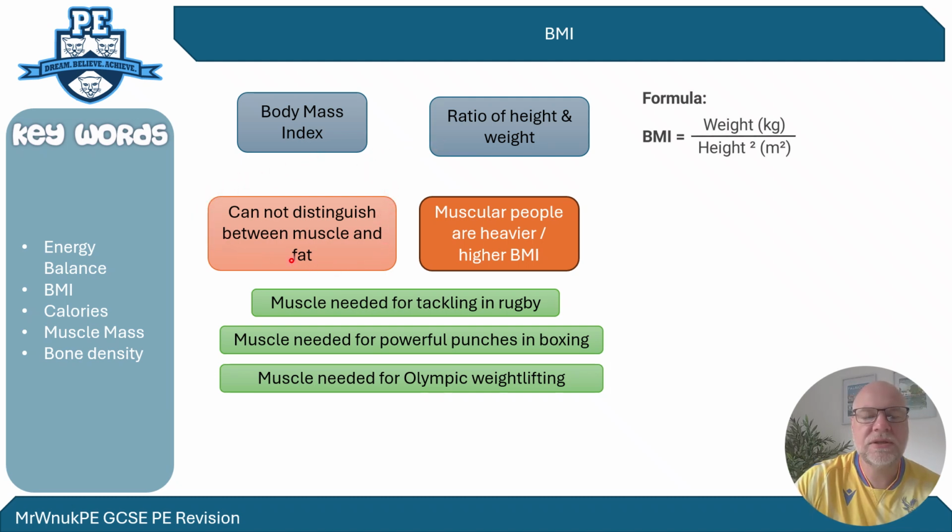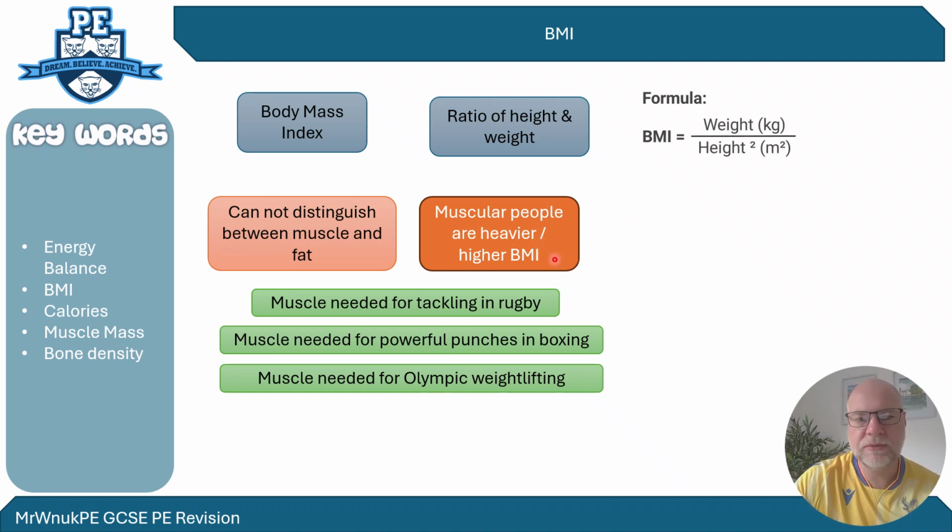Big issue is that this body mass index can't distinguish between what is muscle weight and what is fat weight. So if you're muscular, if you've got a high percentage of muscle, then you will be heavier and therefore have a higher BMI, which will put you out as becoming obese.